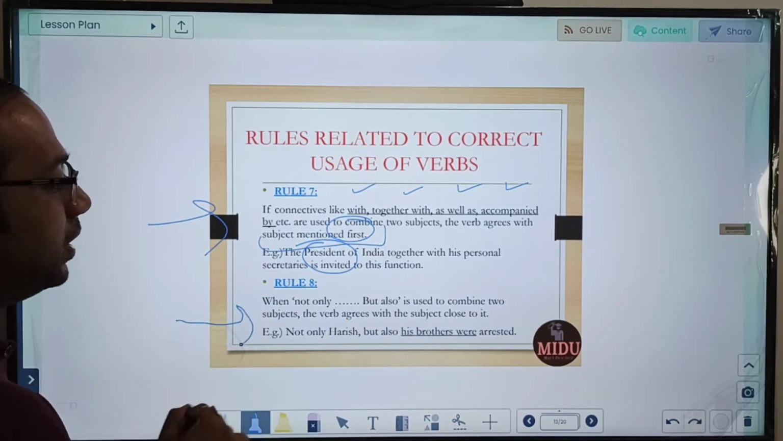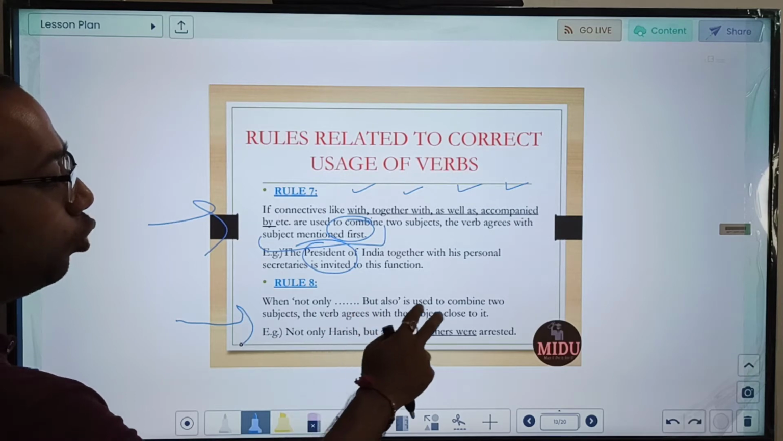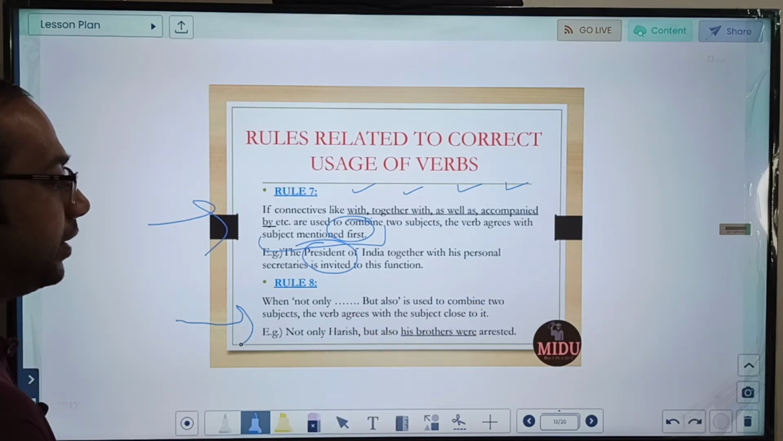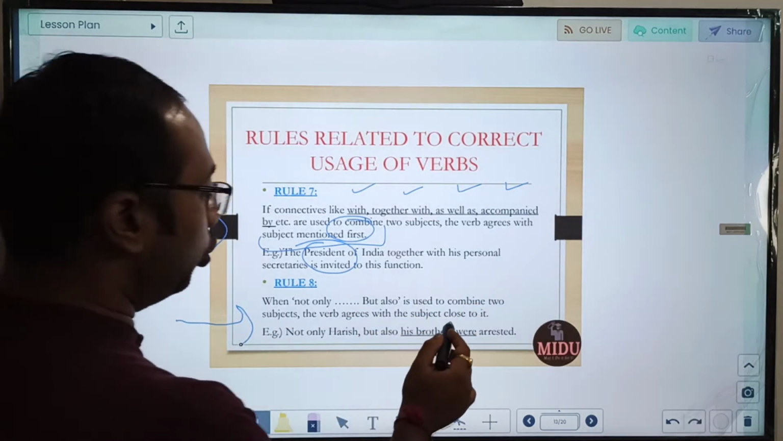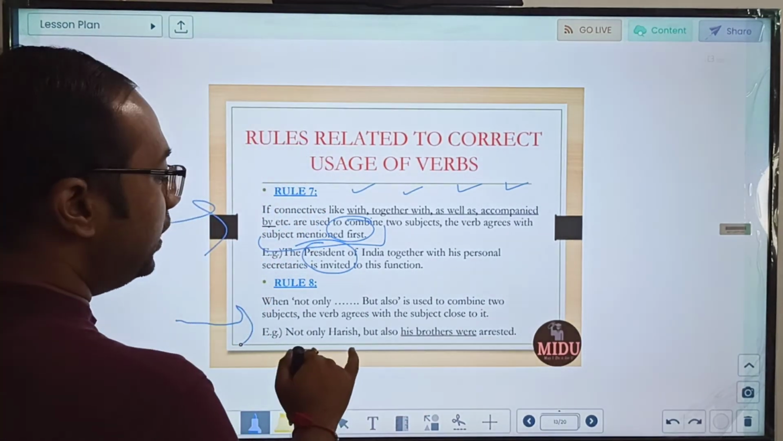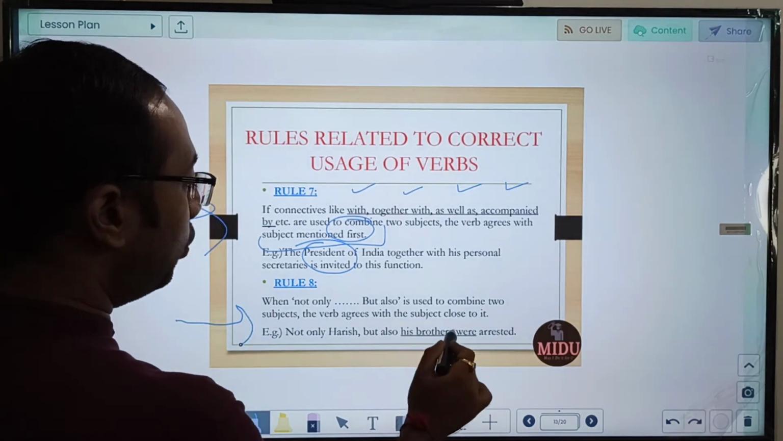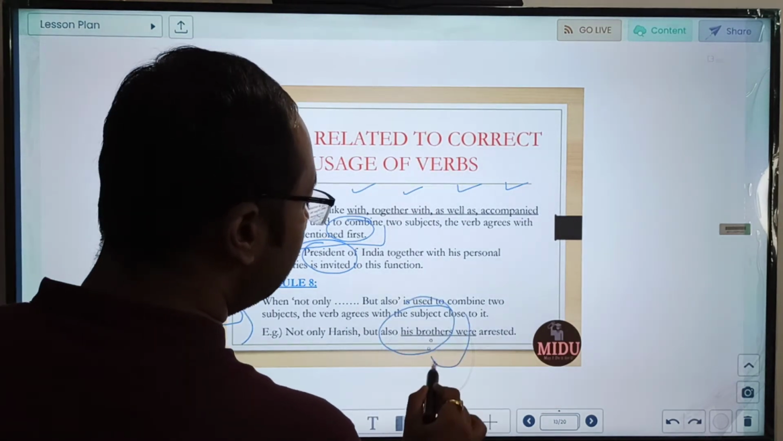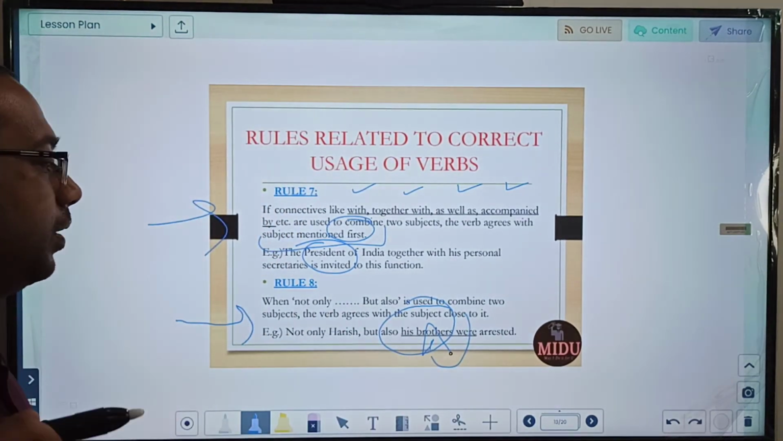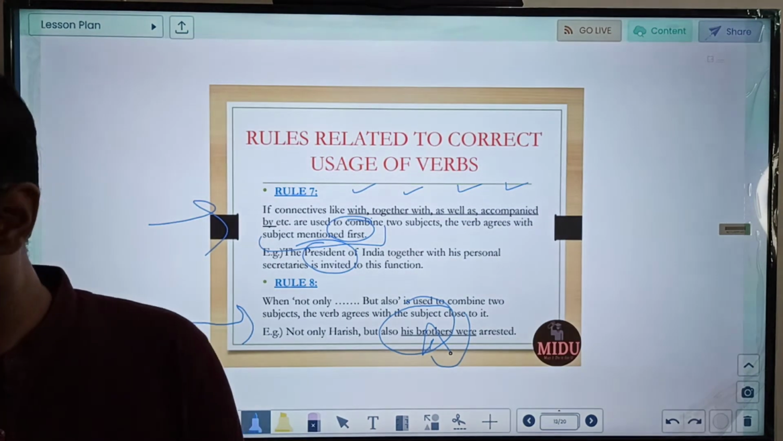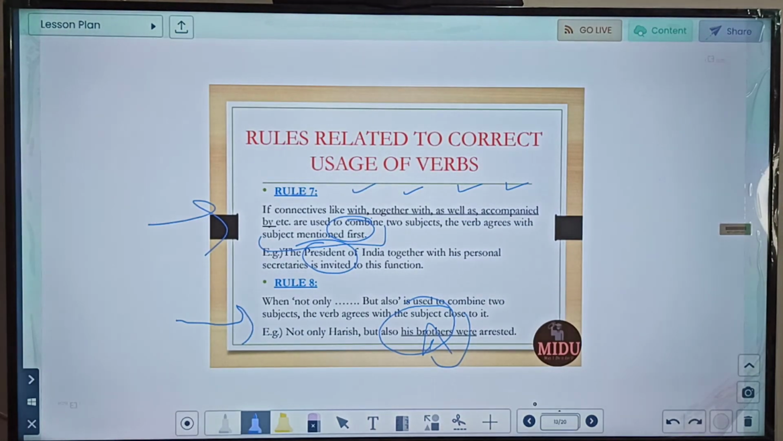Rule number 8: when not only but also is used to combine two subjects, the verb agrees with the subject close to it. "Not only Harish but also his brothers are." So nearest is what? His brothers. So this verb will relate to this. Remember, in case of not only and but also. It was our rule number 8. Let us go to the next rule.